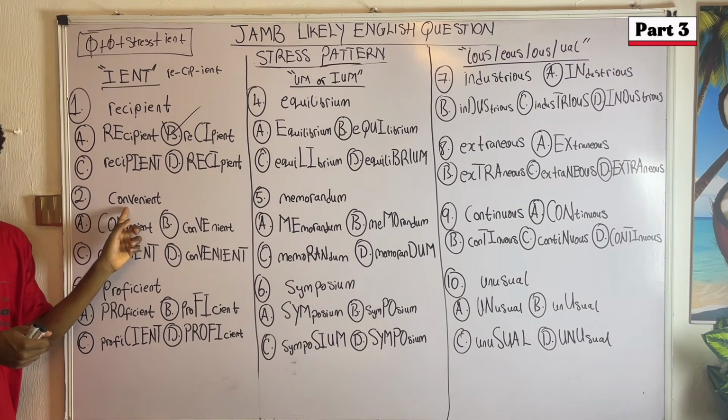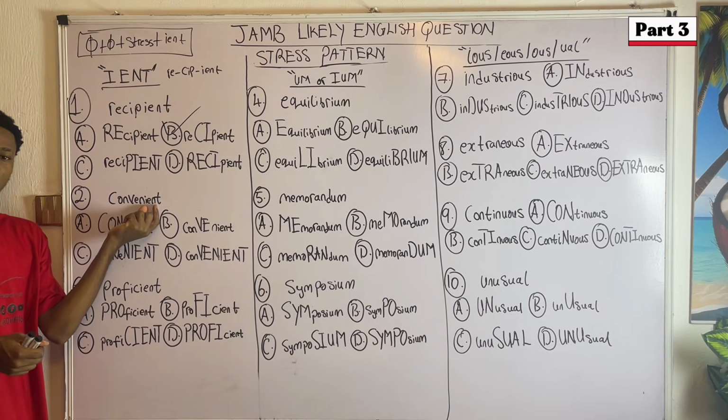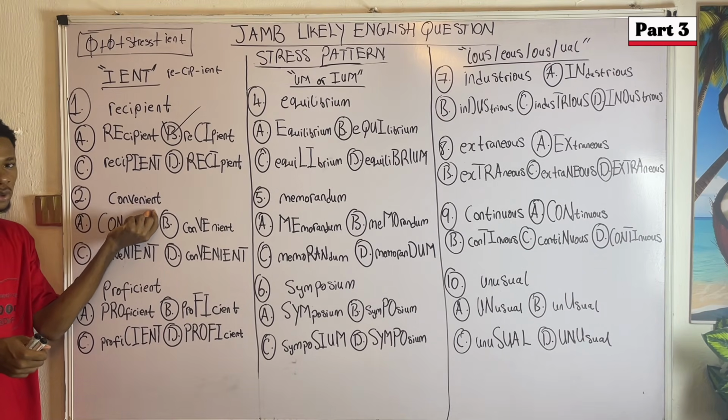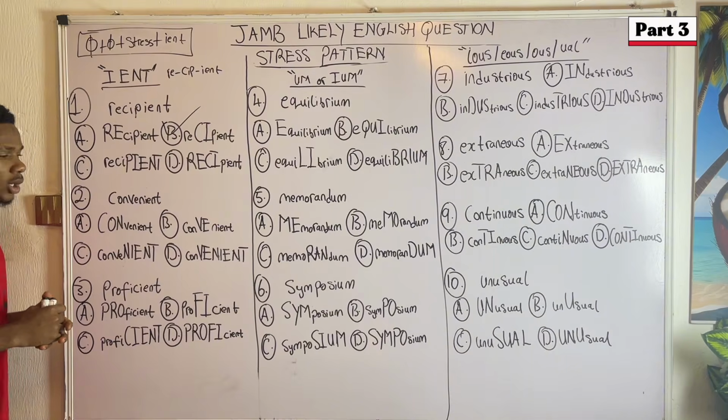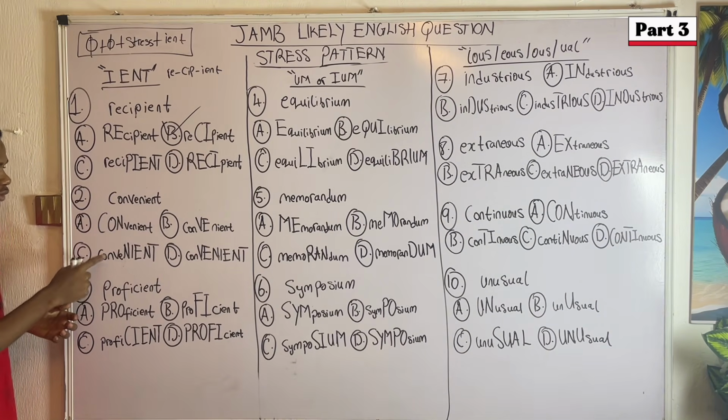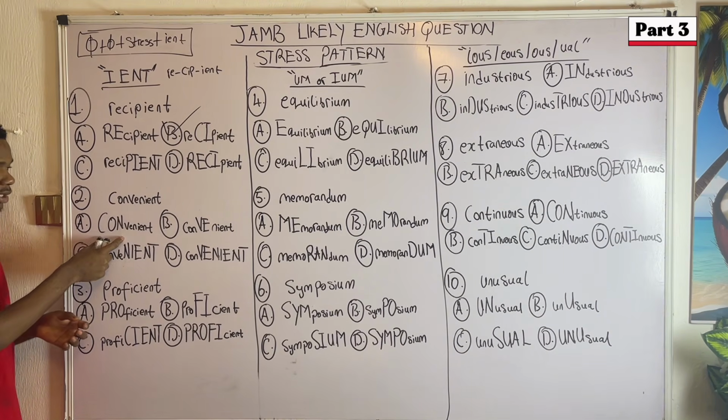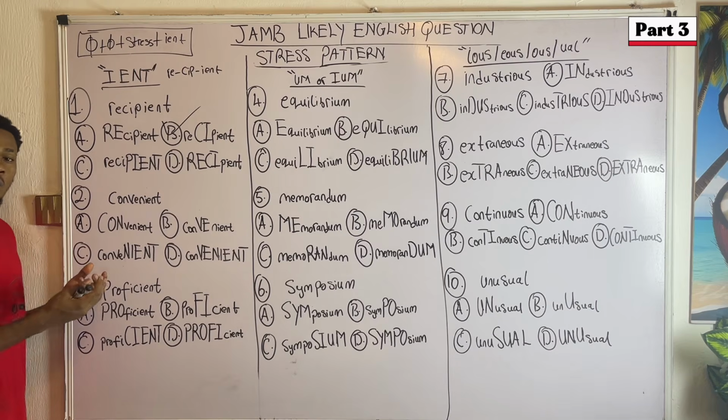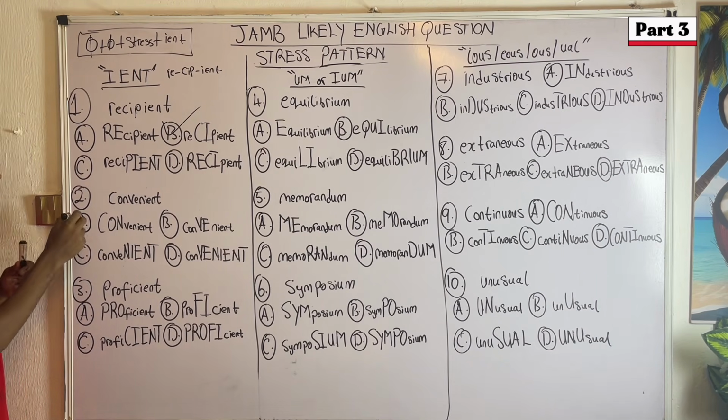Okay, we're having convenient. V comes before what now? NIENT. Now let's go to the options and see which one has V as the stressed part. Okay, we have CON, CON is stressed. It is wrong because we said for a word that ends with IENT, the second to the last syllable should be stressed. So option A is wrong.